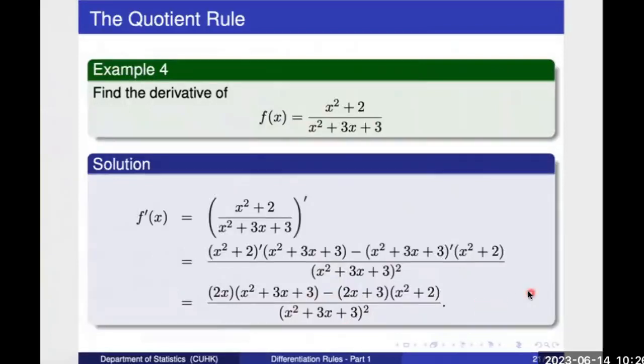In conclusion, we have discussed several differentiation rules including the constant rule, power rule, linearity of differentiation, product rule, and quotient rule. These rules provide us with a more efficient way to compute derivatives without having to rely on first principles.